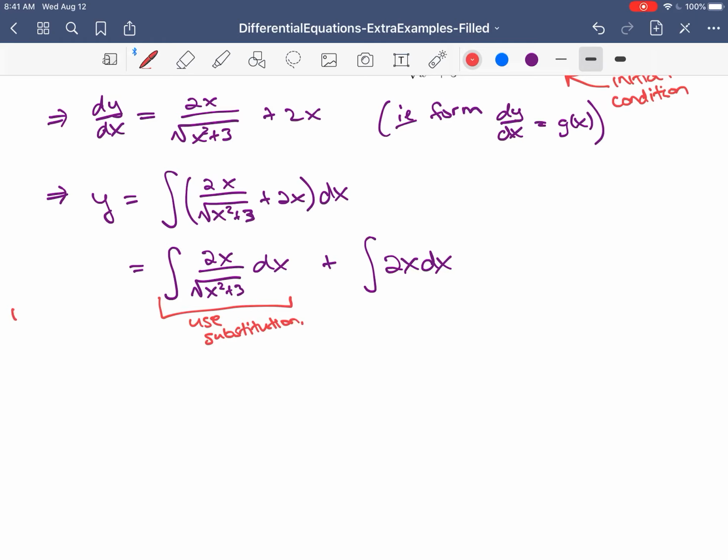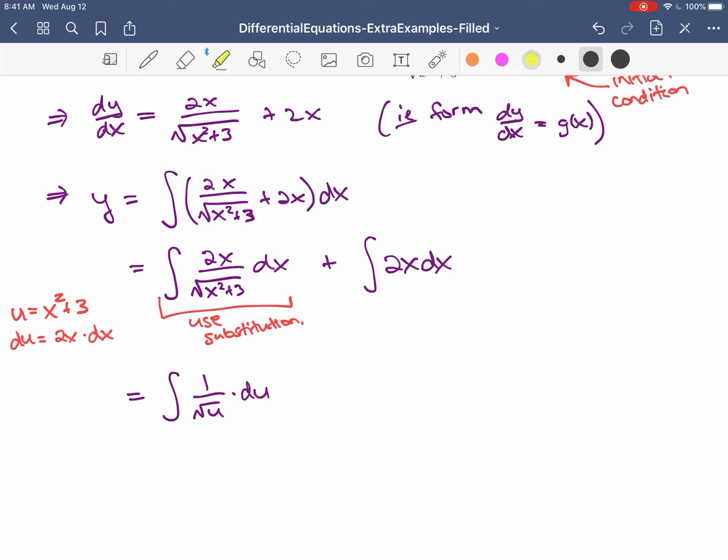My u is going to be the thing inside the square root, so x squared plus 3, which means that du is 2x times dx, right? The derivative of our substitution times dx. And I actually have that in my integral. So now I can rewrite the integral. It's going to be 1 over root u times du.